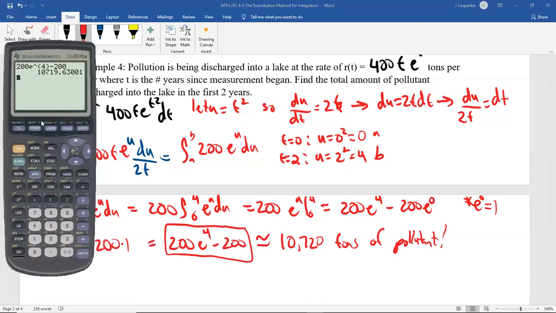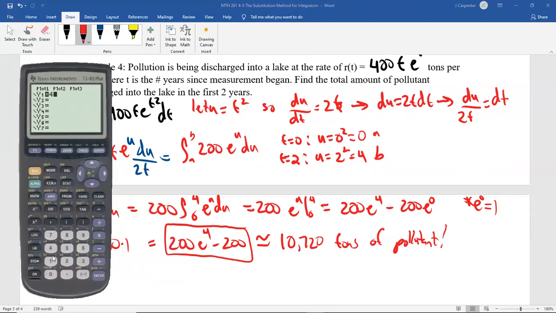So calculator, let's graph the original function to show you what we're representing. We had 400, I got to use x instead of t, and then times e to the x squared. Close it. Let's start out with a standard zoom and see what we get. Well, we don't even really see anything. The reason being, there's a 400 up there, so we probably need to change this window.